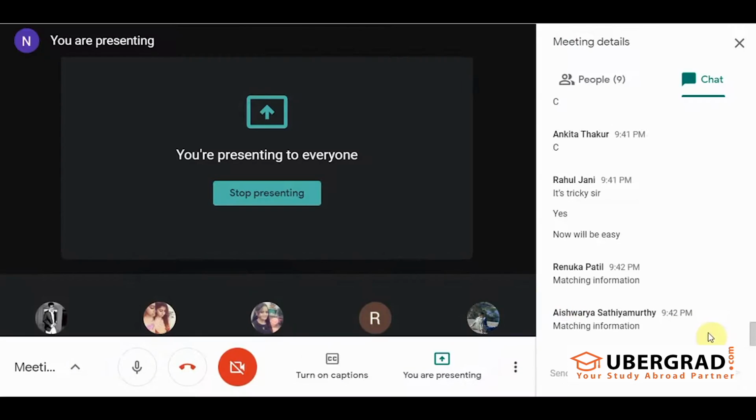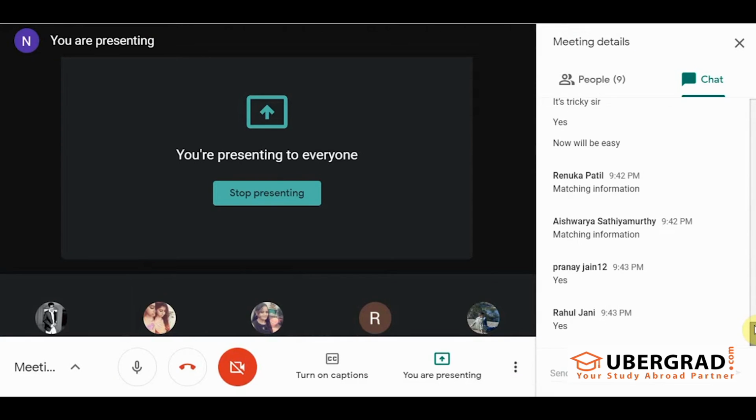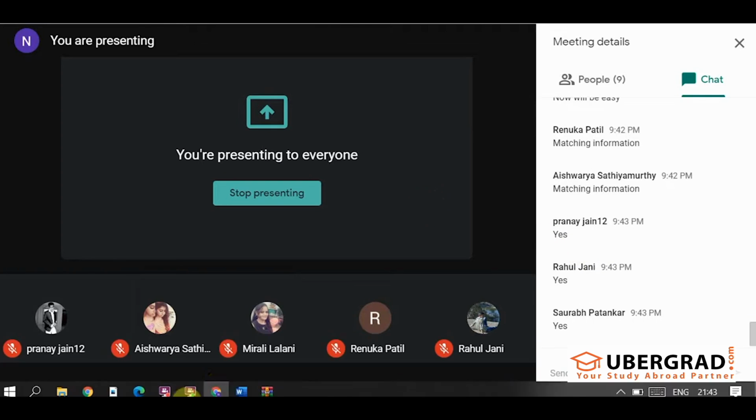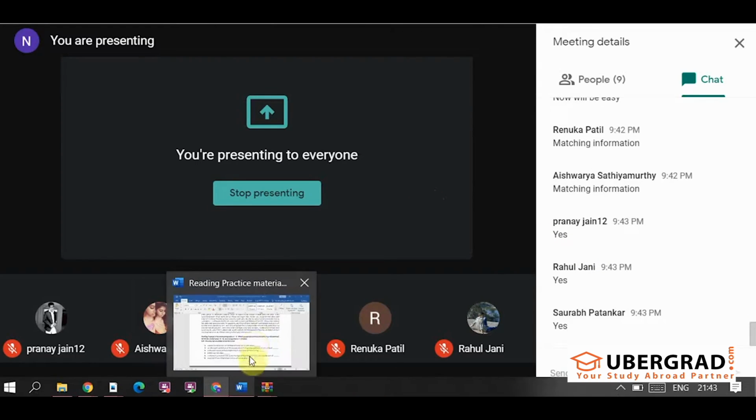What we have to do over here? We have to match information to the paragraphs. Which paragraph contains this information? Good. So can any one of you suggest an approach for how we should do this?